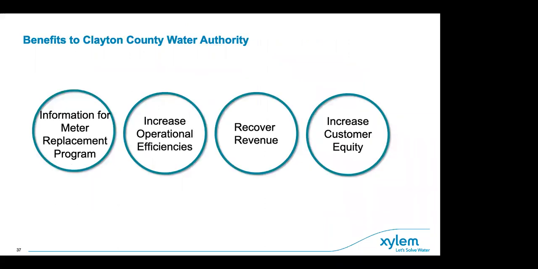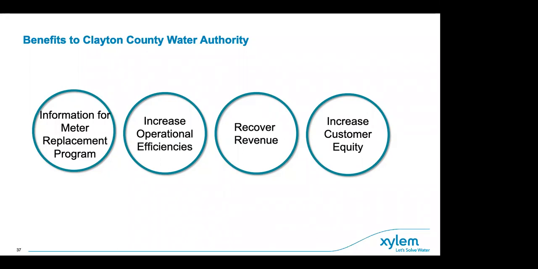So the high-level benefits to them is they have information for their meter replacement program. It's no longer just an age-based or a reactive approach. They know what's available in terms of returns for their efforts, and that helps guide some strategies. Obviously, we've seen that better operational efficiencies. They're doing less truck rolls, less unnecessary testing, more focused testing and replacement. And they are recovering revenue. This is a crucial point. This whole effort is based on recovering revenue.